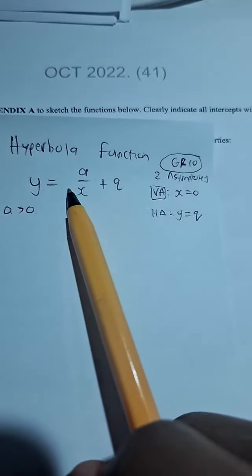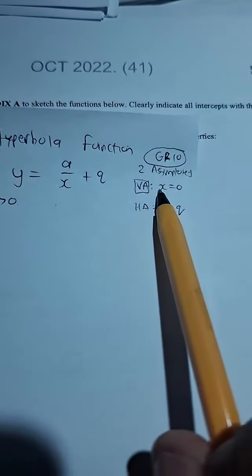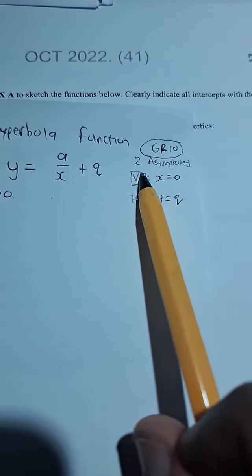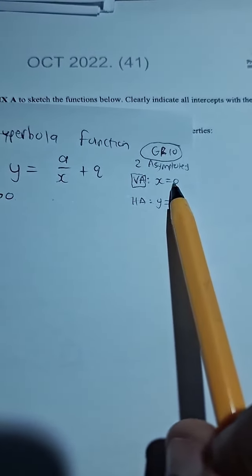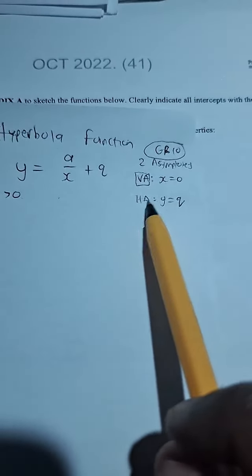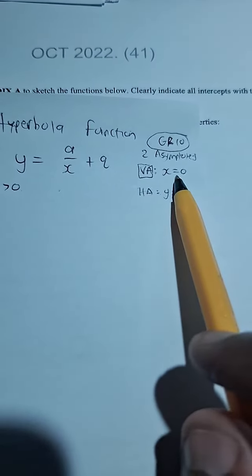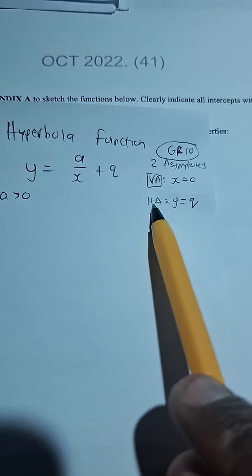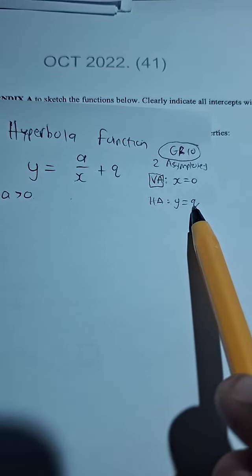I need you to understand that in grade 10, that is the case. x is equal to 0 in grade 10. Because in grade 11, obviously, there are certain things that happen in the denominator of the hyperbola function, which make it that sometimes the vertical asymptote is not x is equal to 0. It can change. But in grade 10, guys, the vertical asymptote is x is equal to 0. Your horizontal asymptote will be y is equal to q.